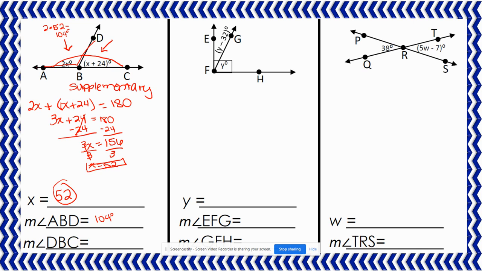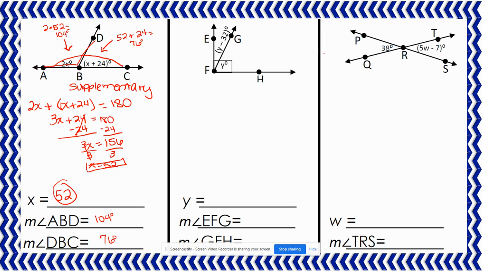Now I can do the same thing to find the measure of angle DBC, and angle DBC is x plus 24. Because I know that x is 52, I'm going to say 52 plus 24, and when I do 52 plus 24, I get 76. So angle DBC is 76 degrees.